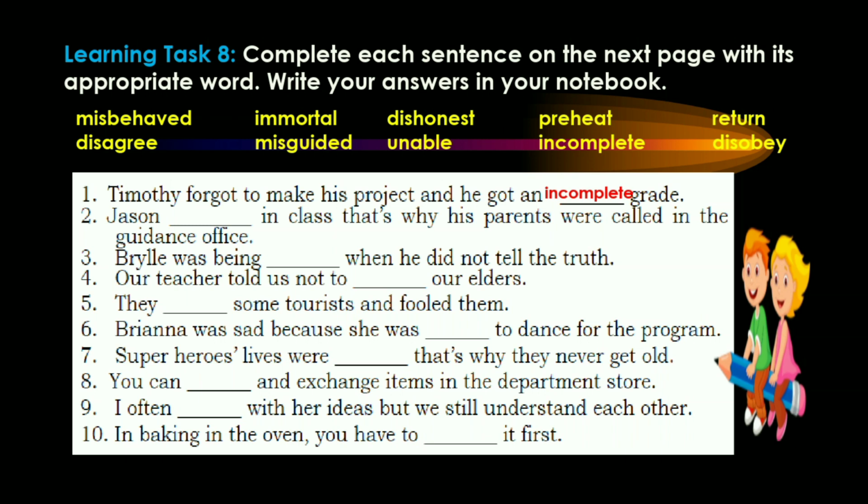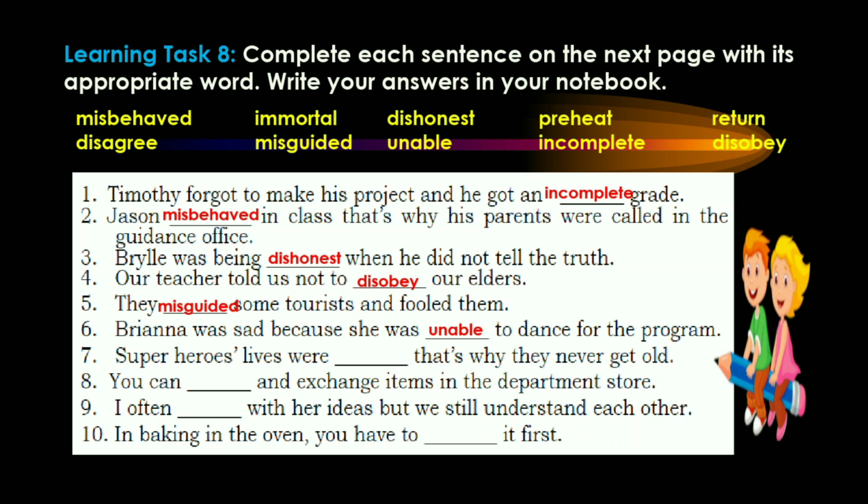Number 2. Jason blanked in class. That's why his parents were called in the guidance office. The answer is misbehave. Number 3. Brian was being blank when he did not tell the truth. Dishonest. 4. Our teacher told us not to blank elders. Disobey. Number 5. They blanked some trees and fooled them. Misguided.